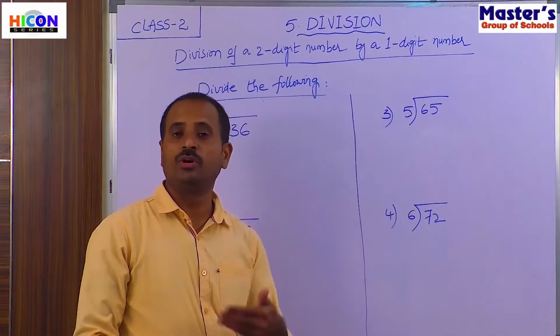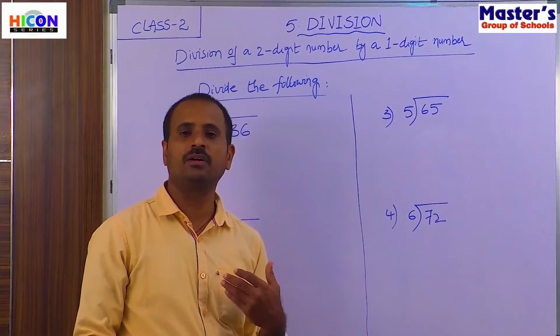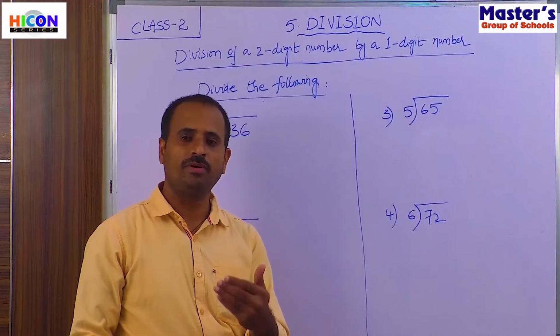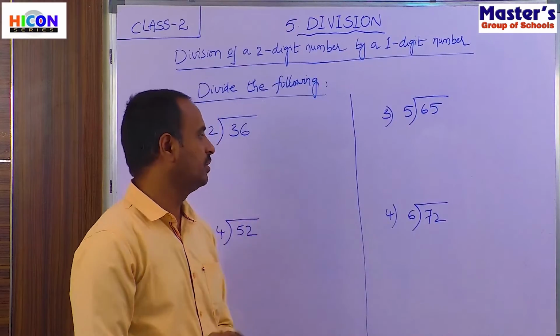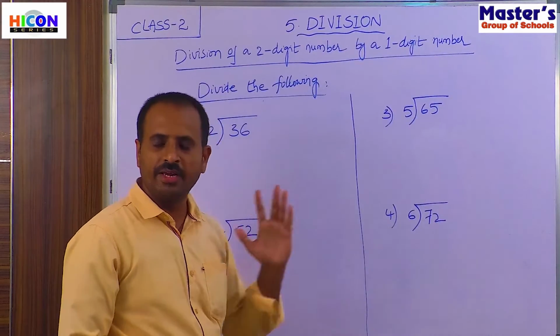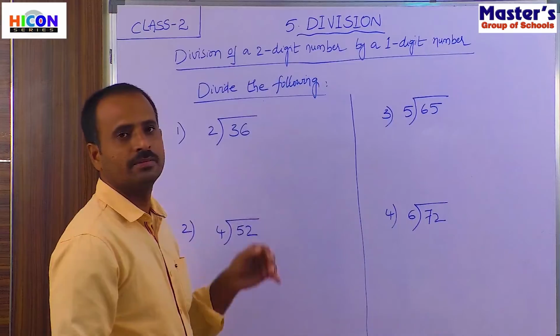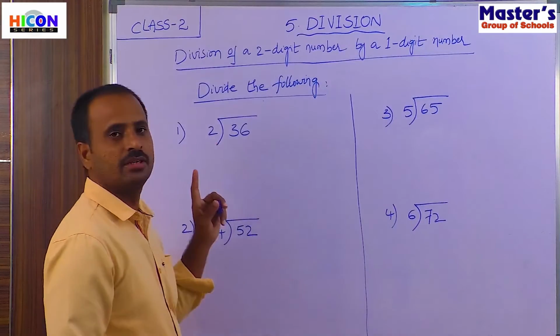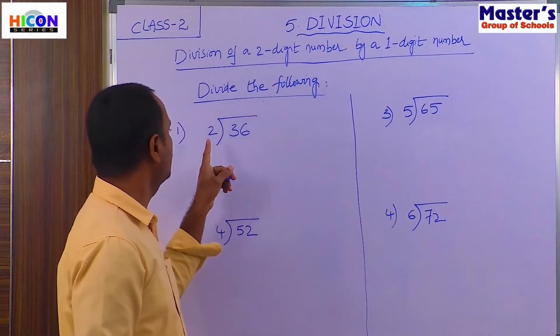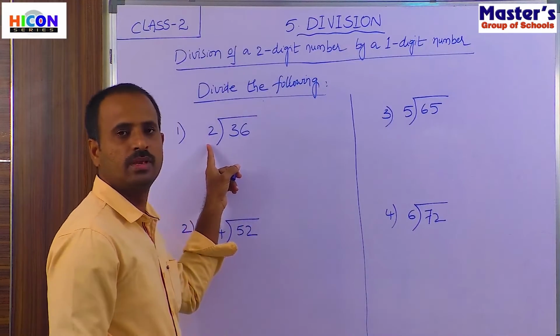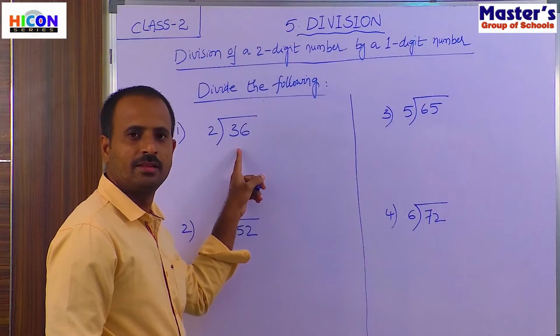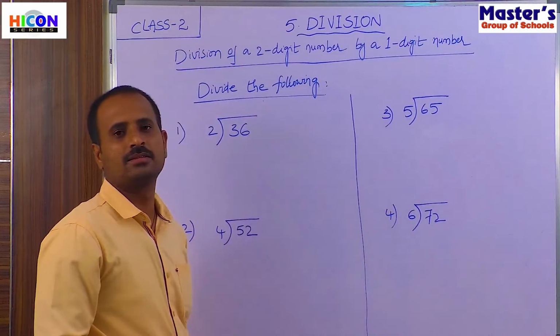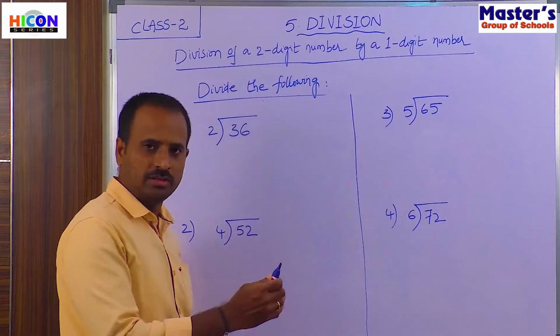So let us see some more problems on the division of a two-digit number by a one-digit number. So look at the board. There are four divisions given here. So what is the first division? So this is the first division. What is the divisor here? The divisor is 2. And what is the dividend here? The dividend is 36. So now start the division.